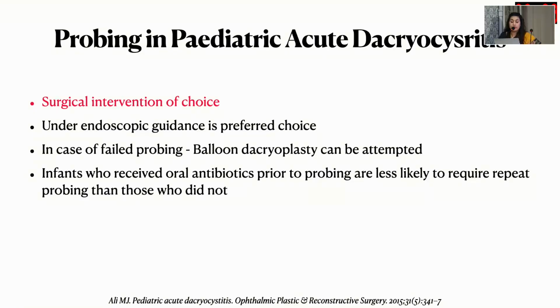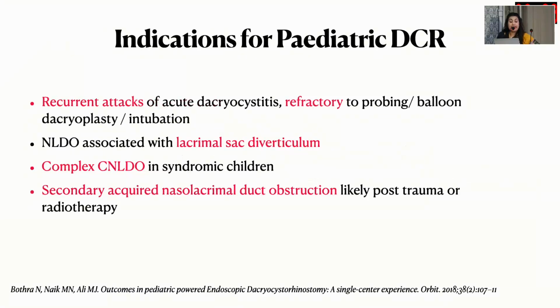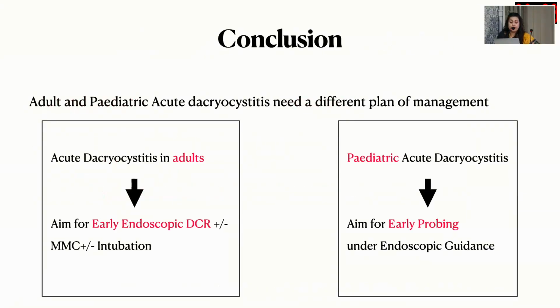I'd just like to conclude that early probing is the surgical choice in case of pediatric acute dacryocystitis. In cases where there is an associated lacrimal sac diverticulum or dacryocystocele or some sort of history of trauma, we might need to go for early pediatric DCR. And I would like to conclude that we need to start thinking of earliest intervention, be it adult acute dacryocystitis or pediatric acute dacryocystitis, with the following management. Thank you.